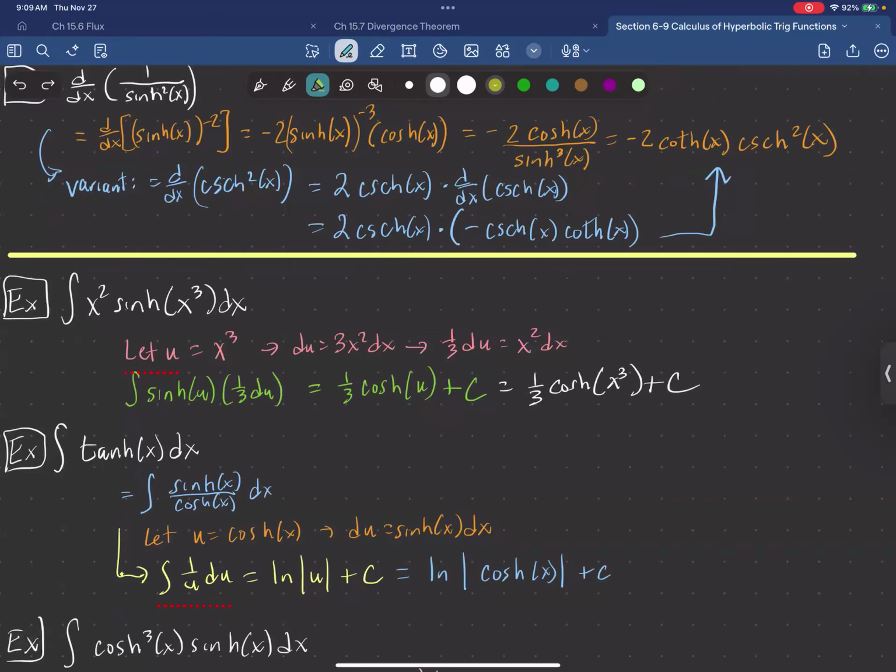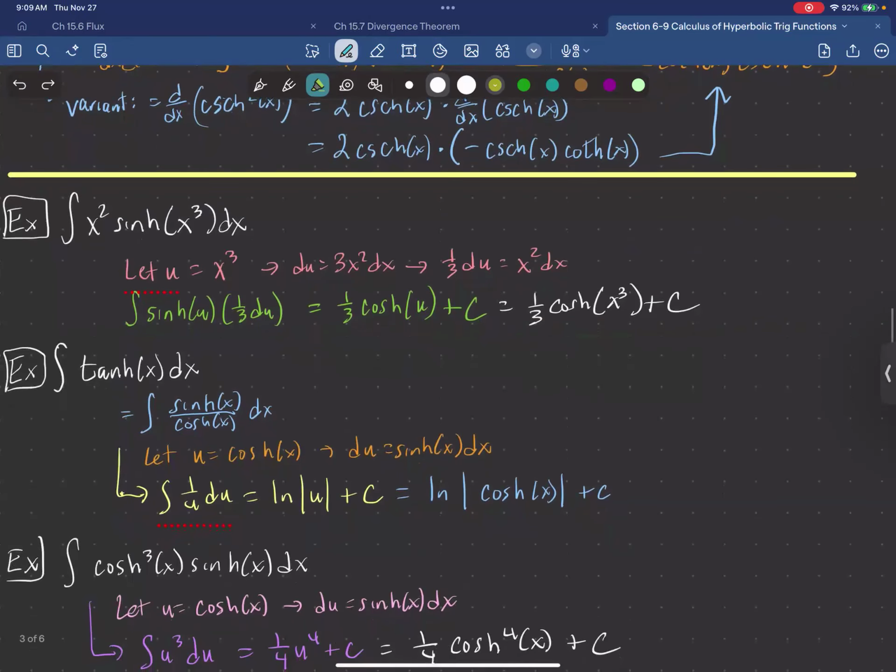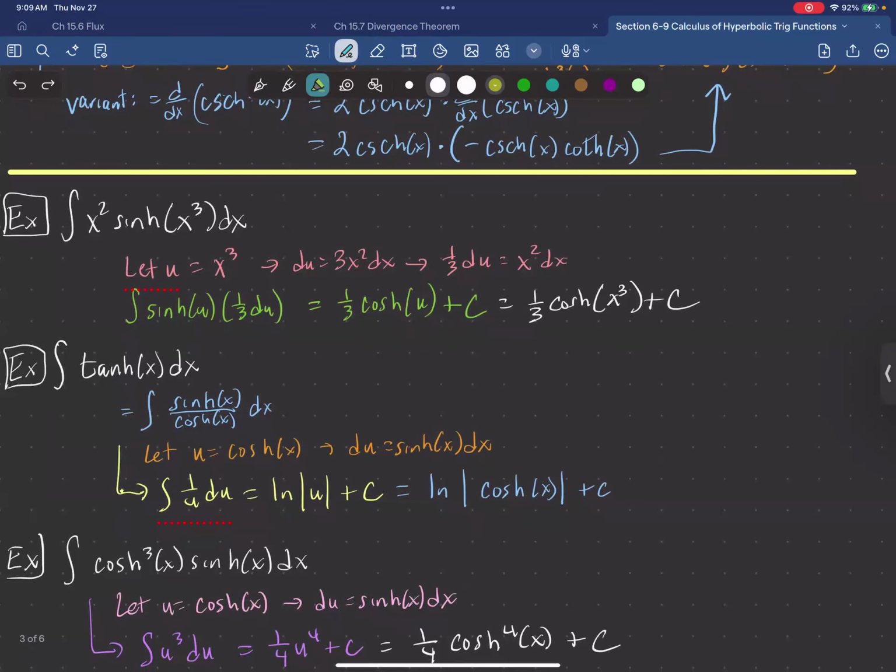Hyperbolic cosine cubed of x times hyperbolic sine of x dx. Integrate that. Again, no limits of integration. Now, if you're not sure what to do the u sub on, you could try both. But remember when we did it in the trig one, it was putting it on the one that had the big power and the odd power seemed to be best. We're going to let u equal cosh x, so that du equals sinh x dx. And we got the integral of u cubed, which turns into 1/4 u to the 4th plus c. And it ain't about u, so we replace u to the 4th with cosh x to the 4th.